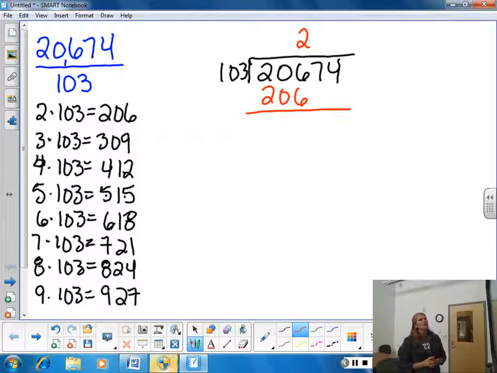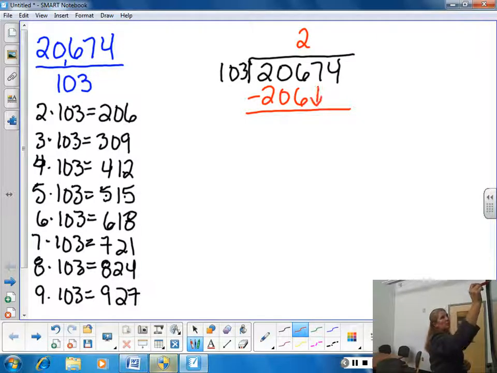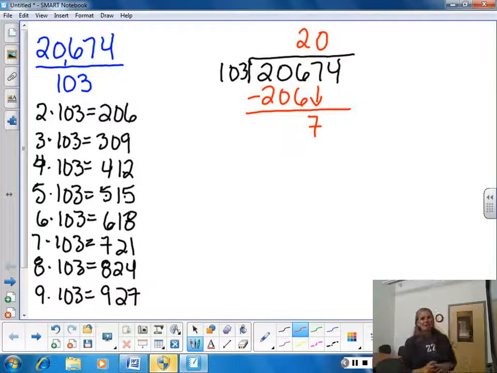And then I'm going to subtract, there's nothing left. I'm going to bring down the 7. How many times does 103 go into 7? 0 times. I chose this problem for a reason. I picked these numbers because I wanted you to have an experience where you get zeros, and then people kind of freak out on those zeros, right?